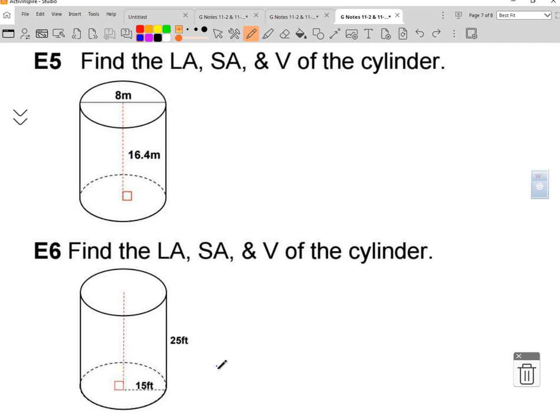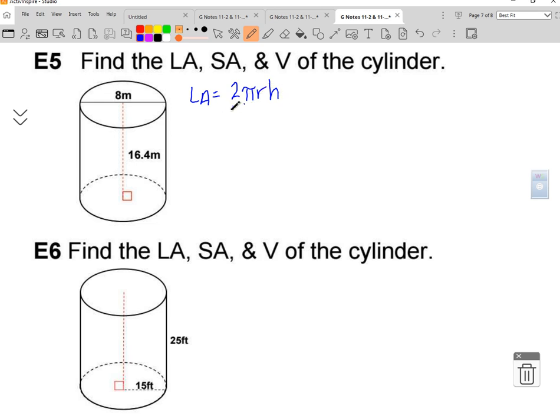Area. Sometimes you're going to be asked to find the surface area, sometimes you're going to be asked to find both. I'm going to tell you how I want you to find it so we're rounding to the same thing, okay? So first off, lateral area. What do we say the formula for the lateral area of a cylinder is? 2 pi r h, right? So 2 times pi times radius times the height.